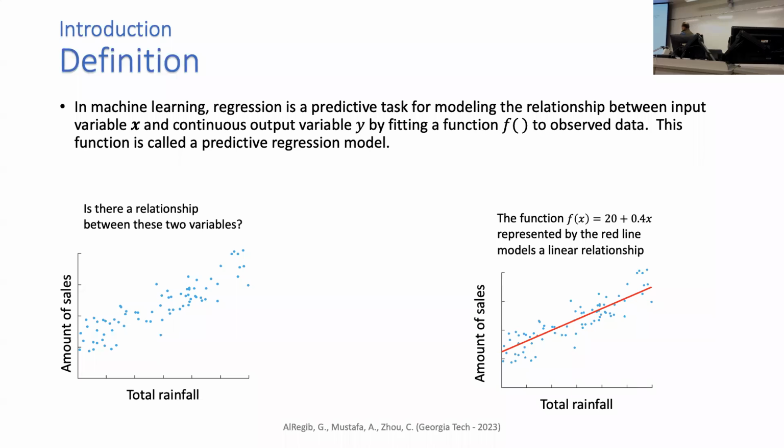So I have my input data, right? This is my input data in here, and I'm trying to come up with a model, and the model could be a function of this form, for example, that really fits this data. So basically, whenever I have a new data point, I can predict whatever I'm interested in, the Y. So in this case, the amount of sales is the output, and the input is the total rainfall. So it's really a fitting function.